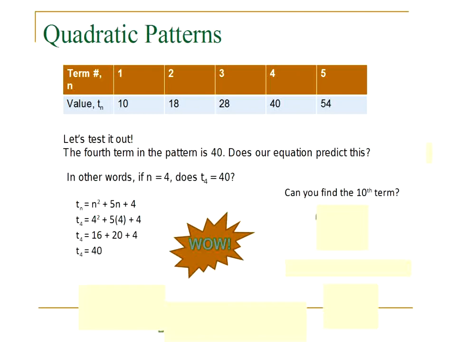The 10th term, well, anywhere I see an n, I'm going to plug in 10. 10 squared is 100. 5 times 10 is 50. Plus 4, that's 154.